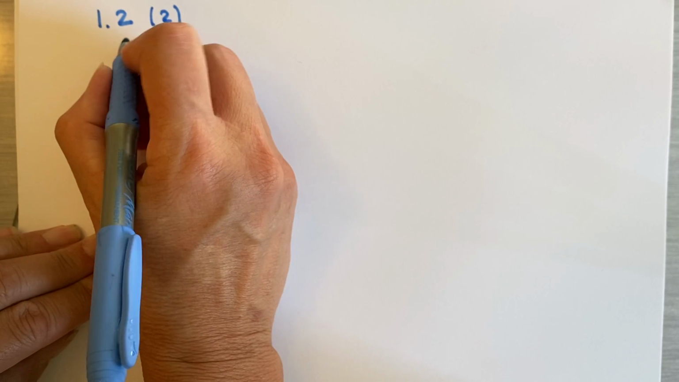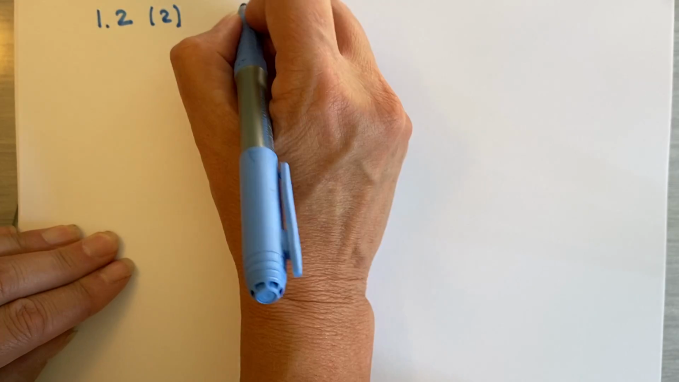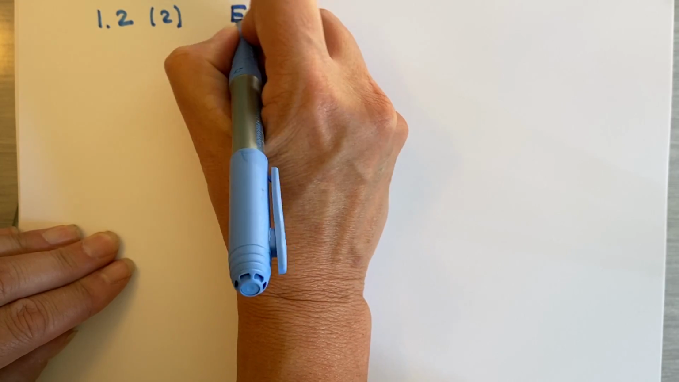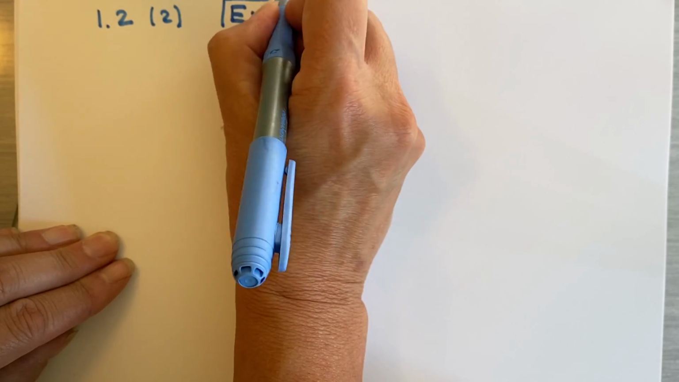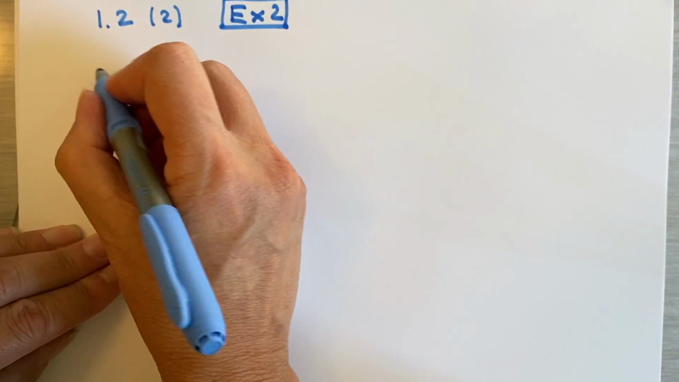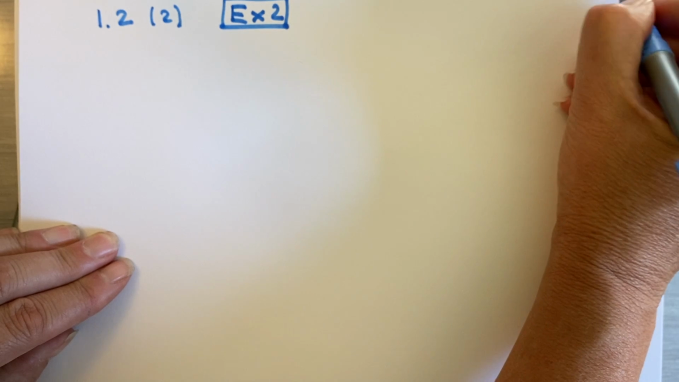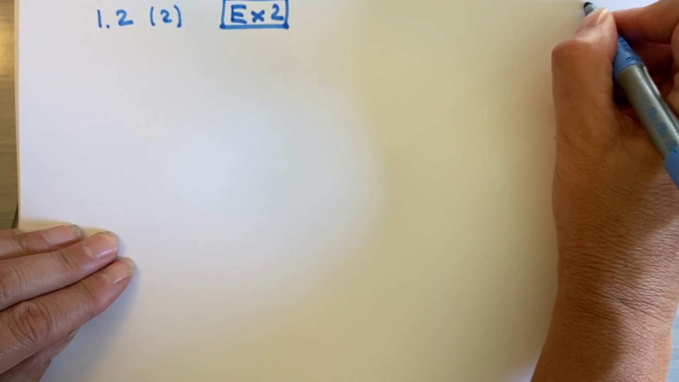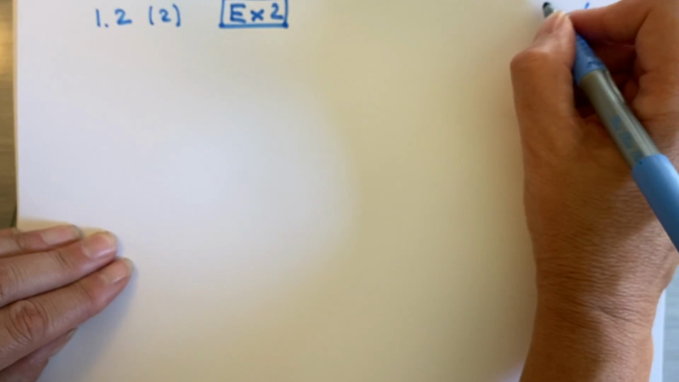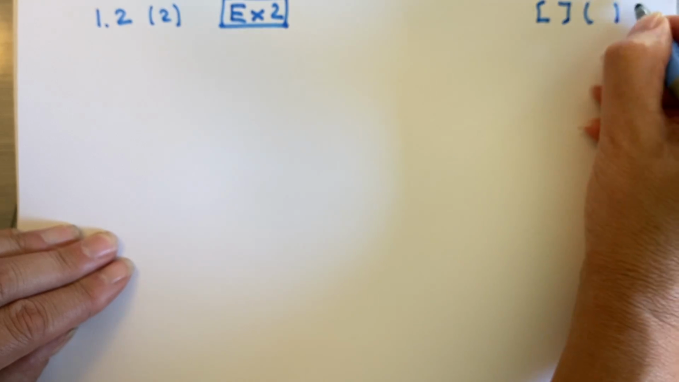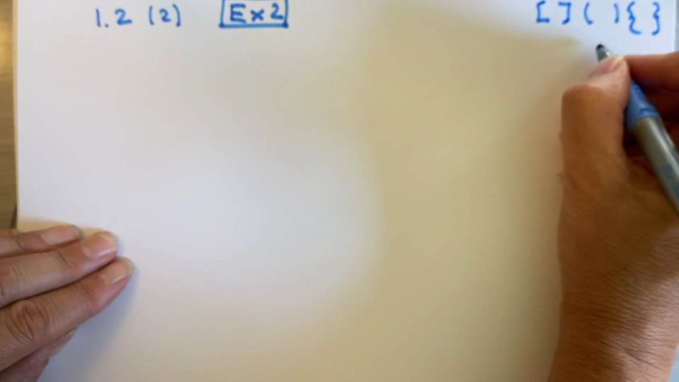So we're going to start by exploring a little bit more about grouping symbols first. And so example 2, if you remember, grouping symbols can be parentheses, brackets, ellipses, and don't forget the fraction bar.